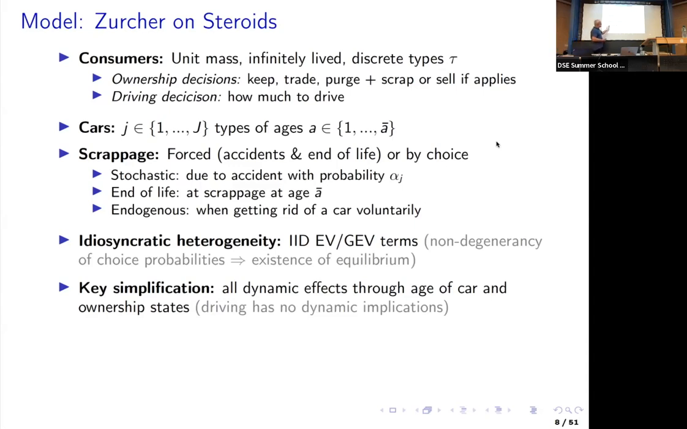And then we're going to add some consumer heterogeneity into all these choices, some idiosyncratic shocks through all these discrete choices. And we're going to assume IID extreme value or generalized extreme value, so you get a nested logit instead of a logit model. And that gives us what we just talked about: non-degenerate choice probabilities that are differentiable and smooth, and also existence of equilibrium in this case.